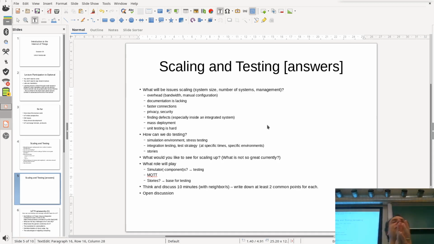What else would you like to see for scaling up? What kind of help by the system, apart from documentation and mass deployment? Is there anything else where you want support from the framework you are going to use? You're all happy, great. Everything works. Why don't you build your company right now?